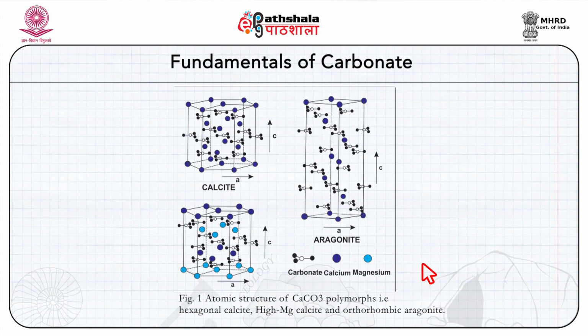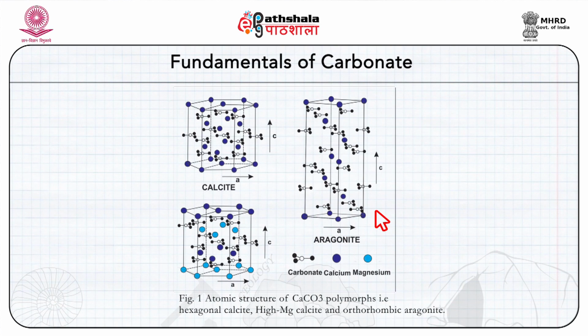Amongst these, the 2 anhydrous forms, that is calcite and aragonite, dominate the organic and inorganic components of carbonate rocks, and hence our discussion on carbonate mineralogy will revolve around these 2 minerals, as is discussed in the figure. Now, this figure shows the atomic structure of calcium carbonate polymorphs. You can see the hexagonal calcite, high Mg calcite and orthorhombic aragonite.